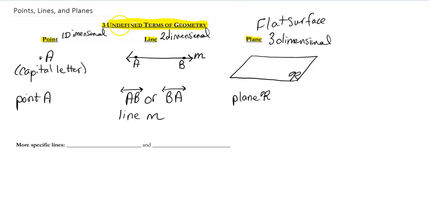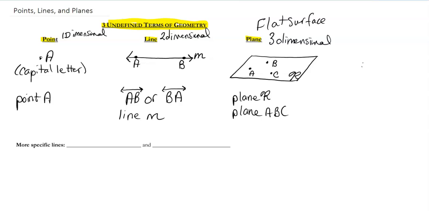Now, just like one-dimensional was 1 point, two-dimensional was 2 points, three-dimensional is 3 points. So the second way you can name a plane is if there's 3 points on a plane. And so this is also called plane ABC. Or it could be plane BAC or CBA or ACB. Just as long as you have those 3 points, that's a plane. So everything in geometry is made up of these 3 things, okay?